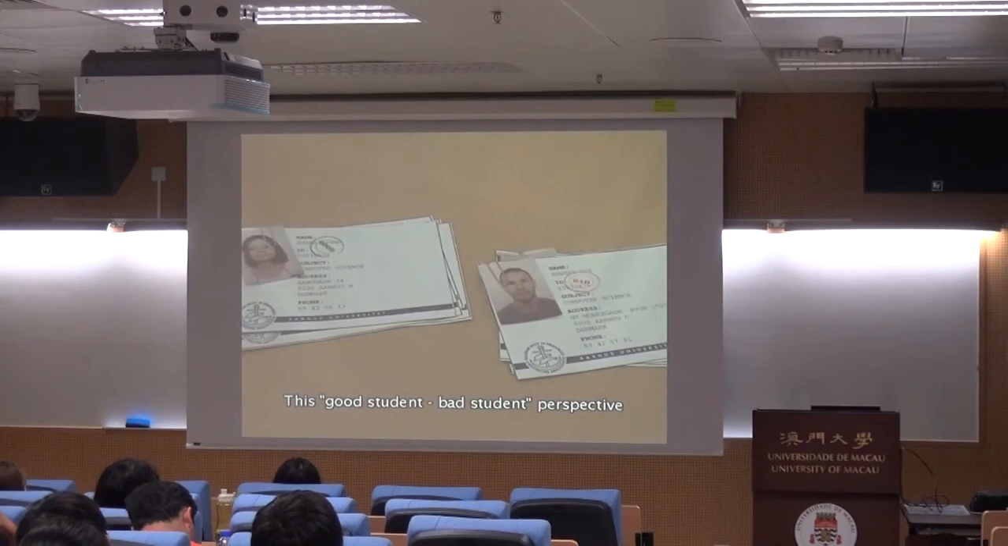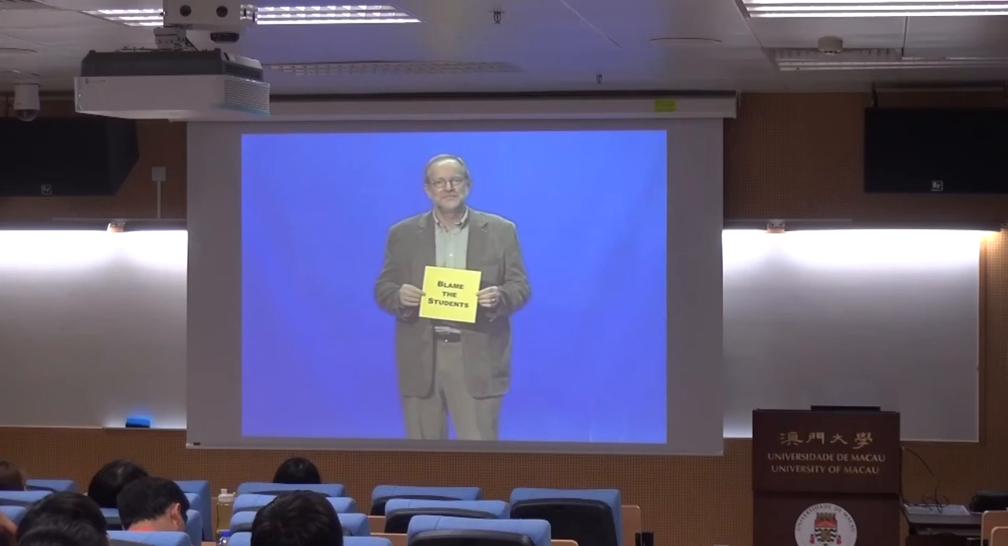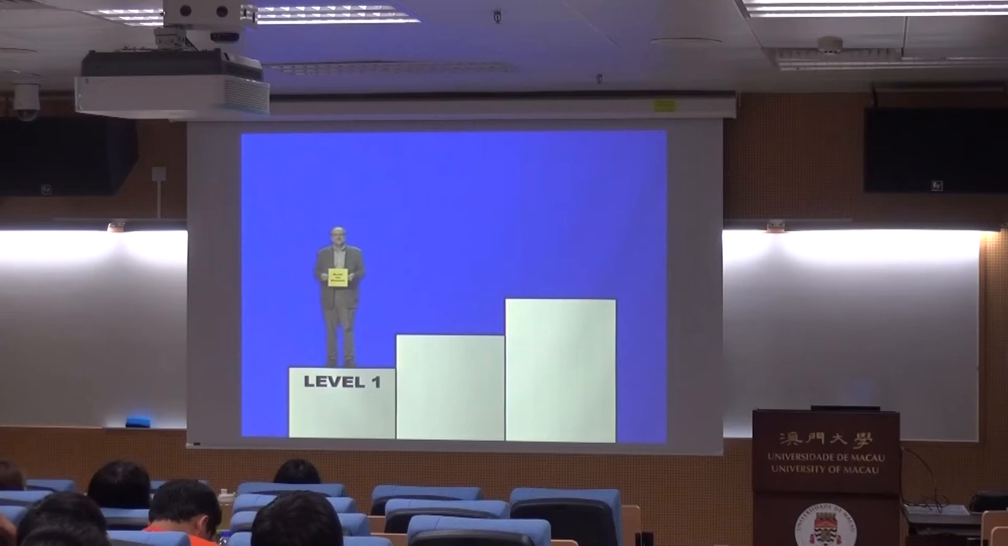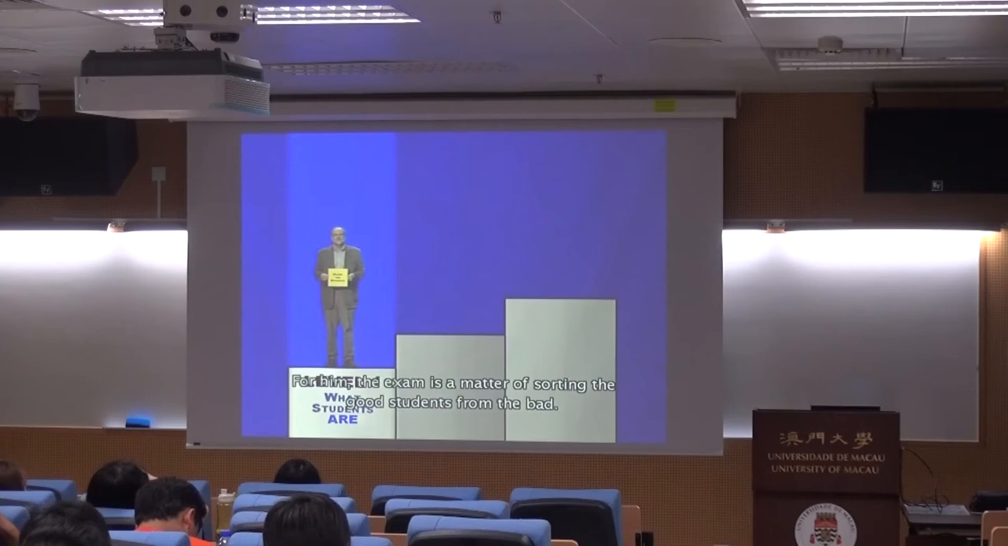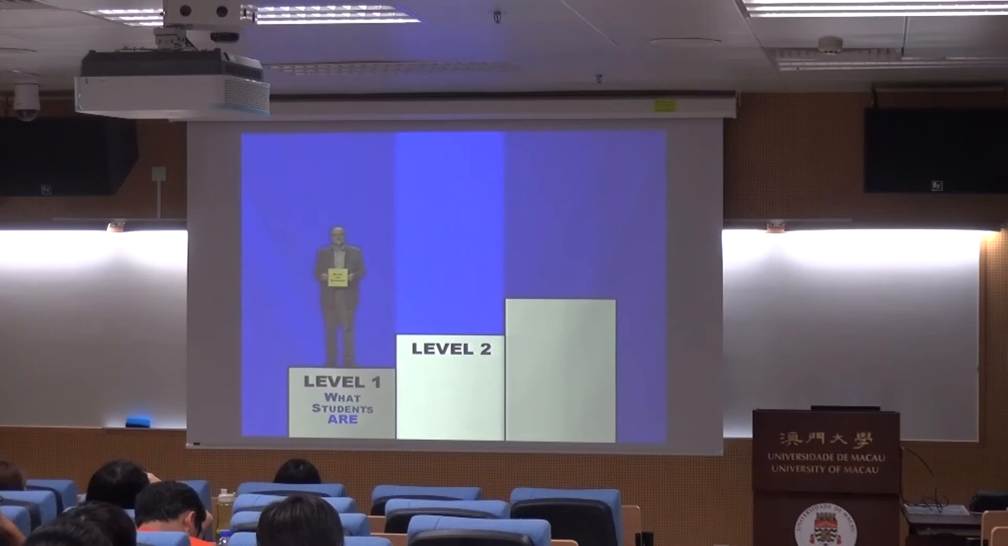This good student, bad student perspective is also known as the blame the students approach to teaching, and is level one in John Biggs's three levels of thinking about teaching. A level one teacher is concerned with what students are. For him, the exam is a matter of sorting the good students from the bad. A level two teacher has the focus on the teacher and is concerned with what the teacher does.